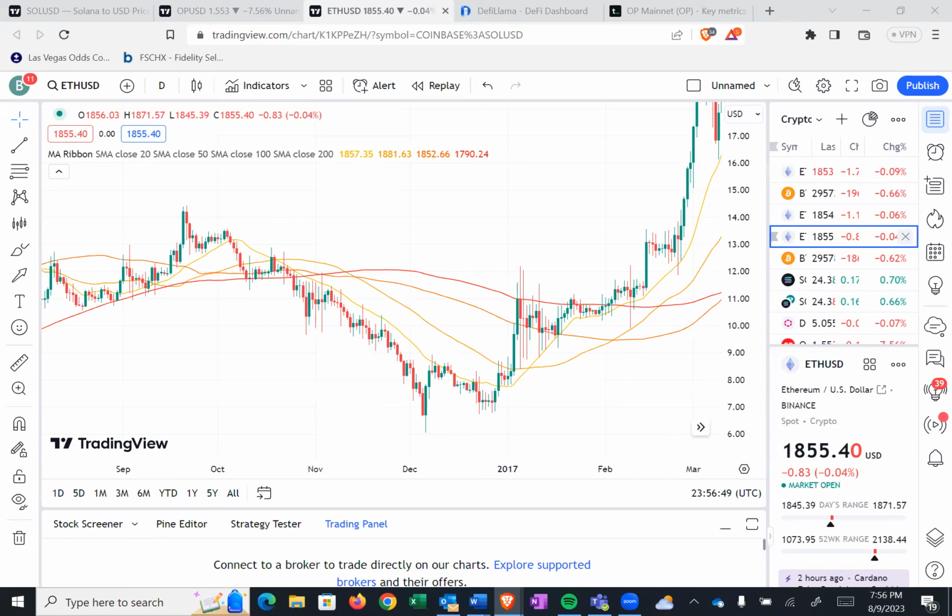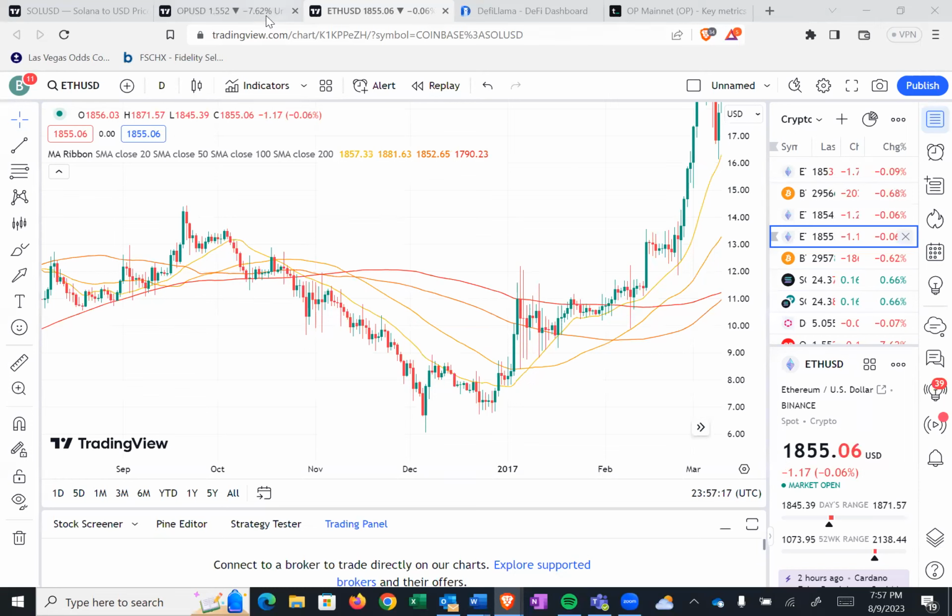And the reason that I'm showing you this is not to necessarily say that this is a guarantee. This is not investment advice, but what I'm saying is that a lot of times in crypto, these charts play out the same way for different coins. And we can especially expect that for Ethereum and then layer twos.